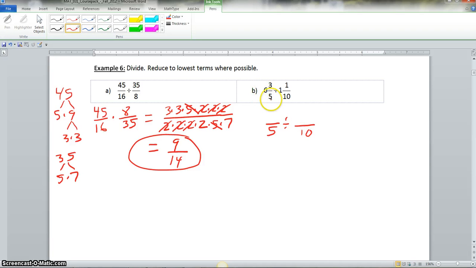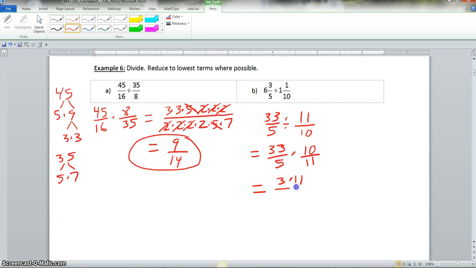Now we multiply. 6 times 5 is 30, plus 3 is 33. 1 times 10 is 10, plus 1 is 11. So now we keep this first fraction the same, change division to multiplication, and take the reciprocal of the second fraction. The prime factorization of 33, we know, is 3 times 11.